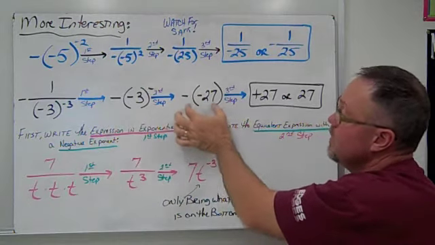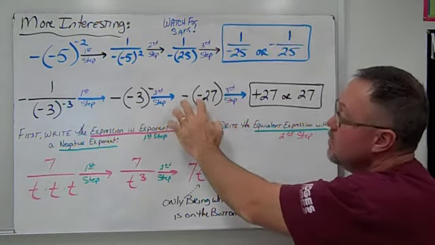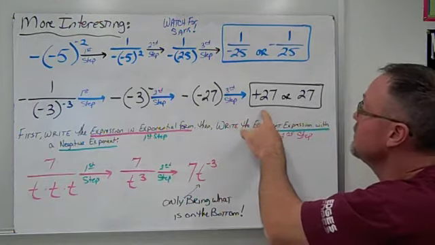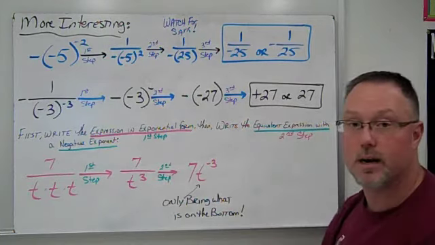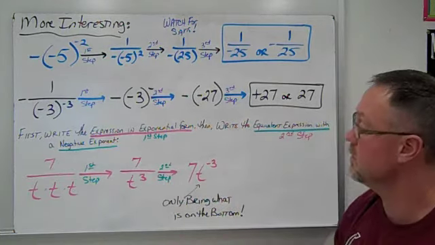So my third step is I'm going to simplify my signs. 2 negatives make a positive, so I have a positive 27, or I can just write it as positive, or just 27, it's positive.